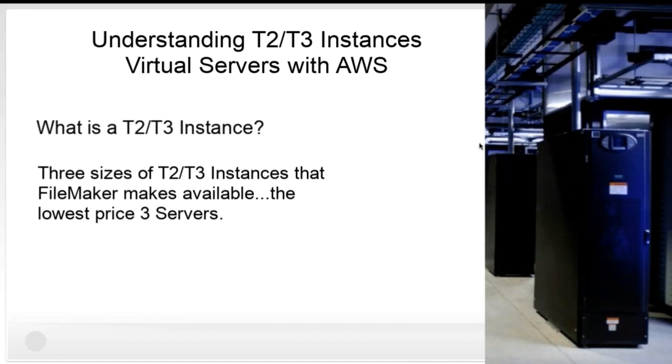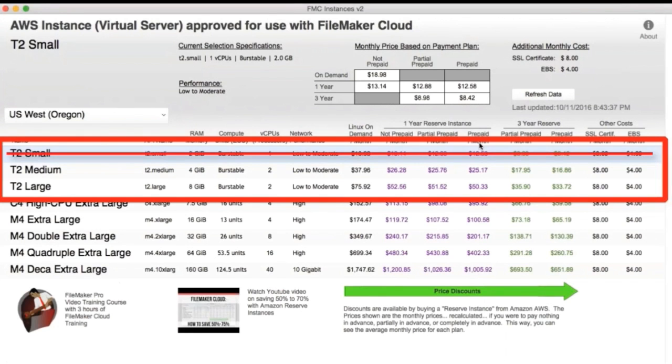It's a class of instance. The T2 indicates it's a class. These occupy the 3 lowest tiers in the FileMaker availability. So there's like 50 instances that Amazon has. You can go and rent one of those 8. And so with those 8 instances, the first three entry-level positions are the T2 small, the medium, and the large.